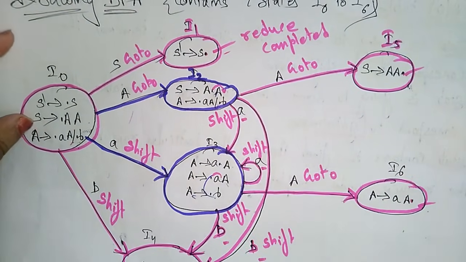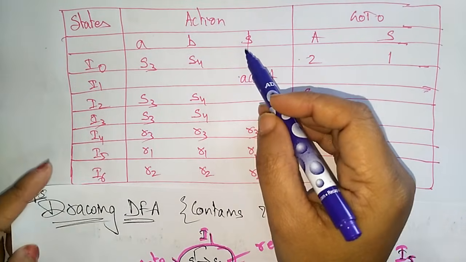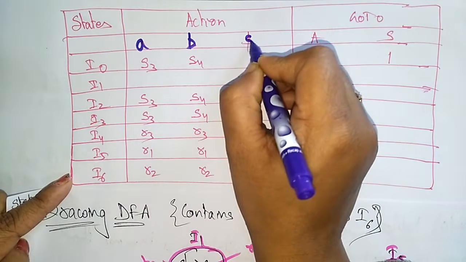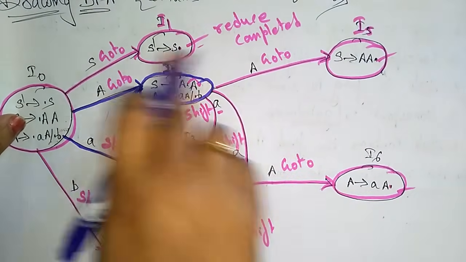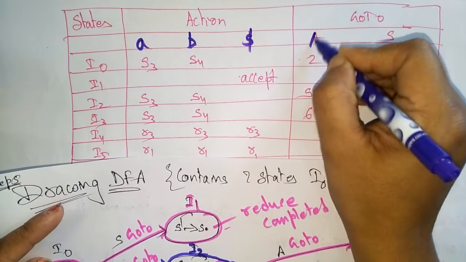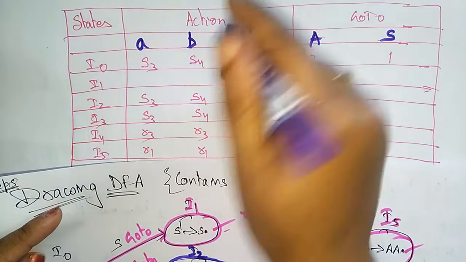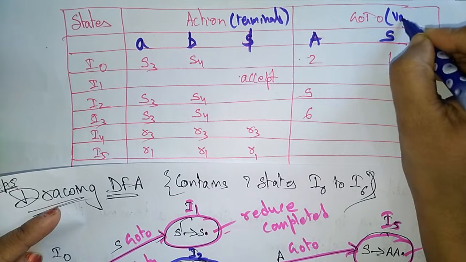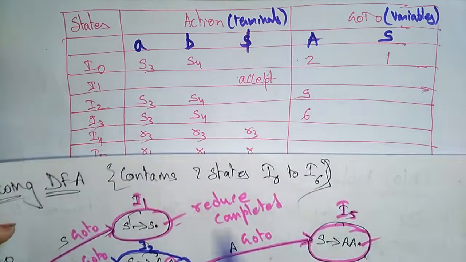Action is nothing but shift, and shift contains only terminals. What are the terminals? a, b and dollar. Dollar is also a terminal. So in the action part, write only the terminals a, b, dollar. Then what about goto? Goto are nothing but the variables, the non-terminals. What are the non-terminals? S, A. So write A, S under goto, and the terminals under action. Now let's construct the table.